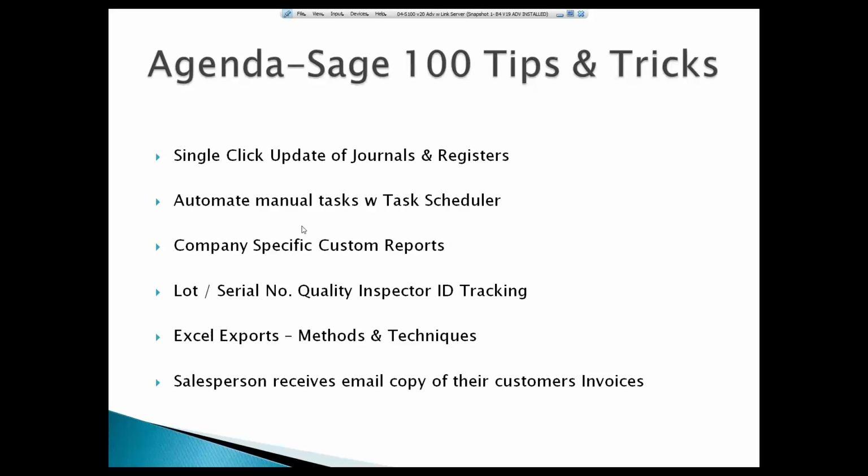We'll do some work with lot and serial recall scenarios and the addition of a quality inspector ID field to the system, and we'll try to run that through to a report output in a recall scenario. We'll always have fun doing Excel exports, methods, and techniques. Got a lot of different things to show you there. And last but not least, if time allows, we will get into a feature with Paperless Office where a salesperson can receive a copy of their invoices automatically, similar to how customers can do that.